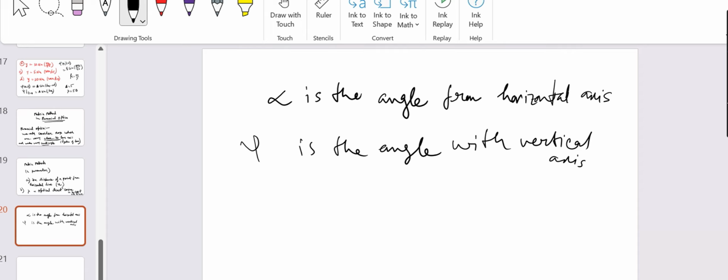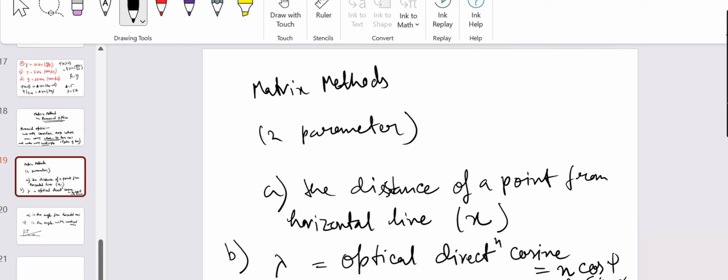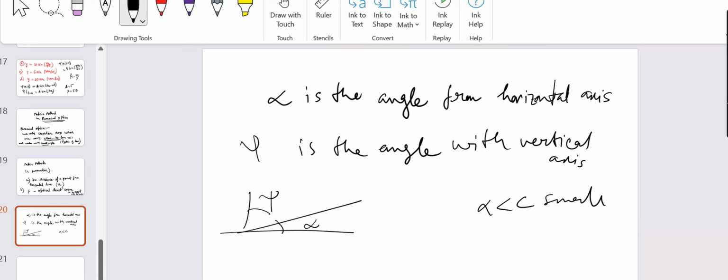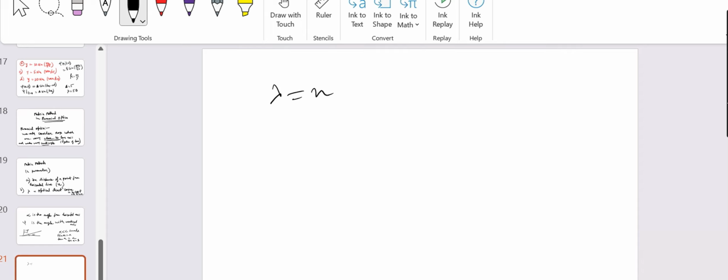So basically, if the ray is going like this, this is alpha, this is psi, and lambda is equal to either n cos psi or n sin alpha. So we will take the n sin alpha approach, and you know that when alpha is so small, sin alpha is equal to alpha, and also tan alpha is equal to alpha, and cos alpha becomes 1. So lambda equal to n sin alpha becomes n alpha. So we have two parameters, lambda and x.